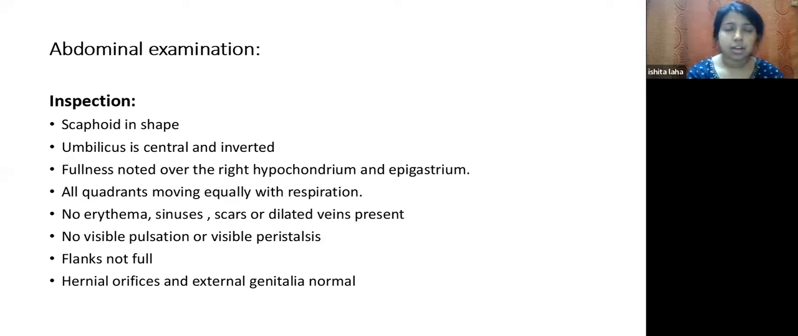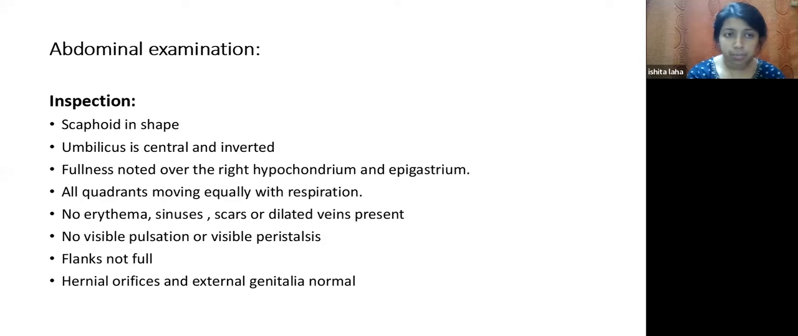Yes, sure, sir. It includes palmar erythema, thenar and hypothenar eminence wasting, tremors, gynecomastia, testicular atrophy, spider nevi, and Dupuytren's contracture. Okay.